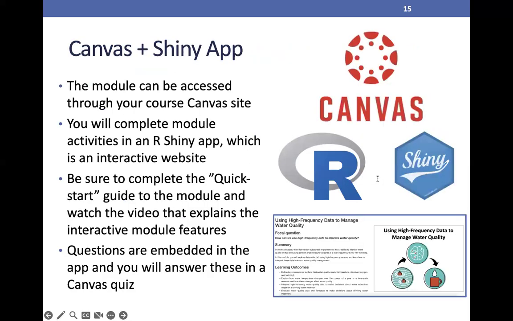You will complete this module using 2 different web pages. The module can be accessed through your course Canvas site. From that site, you will then be linked to another interactive website, which is called an R-Shiny app, and that is where you will complete module activities. Be sure to complete the quick start guide to the module and watch the video that explains the interactive module features when you are on the interactive website, which is the R-Shiny app. Questions that are embedded in the interactive website will be answered in a Canvas quiz that you will access through the Canvas website.